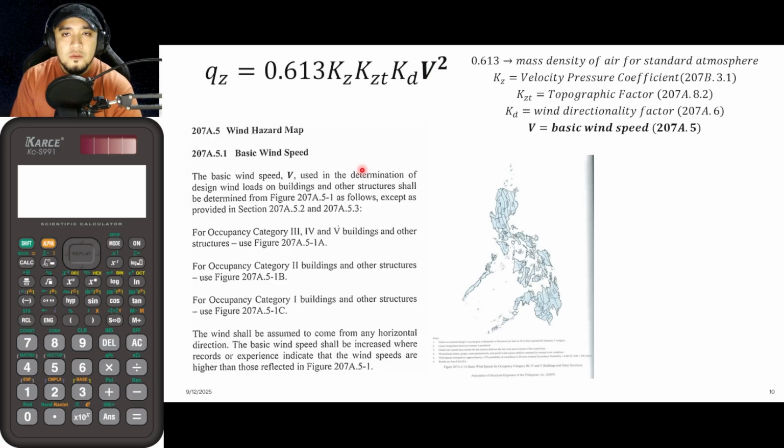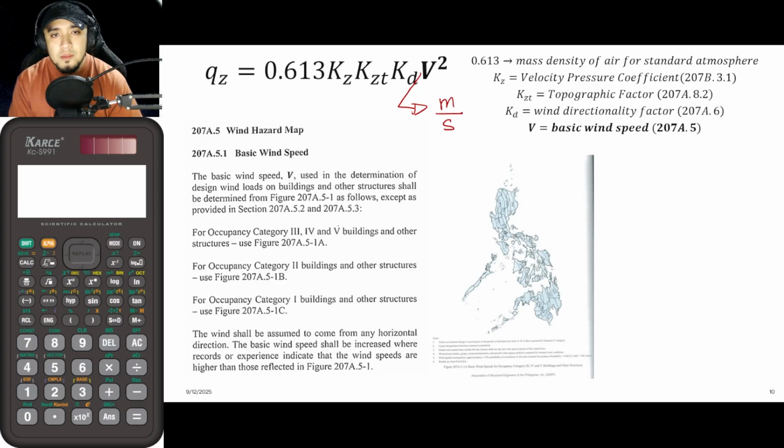Okay, so from that, guys, this V here stands for, again, basic wind speed, and it takes into consideration the speed, kung gaano po kabilis yung hangin. So take note that if you will be making use of this formula here, the value for V must be in terms of meters per second. Okay? So again, meters per second.